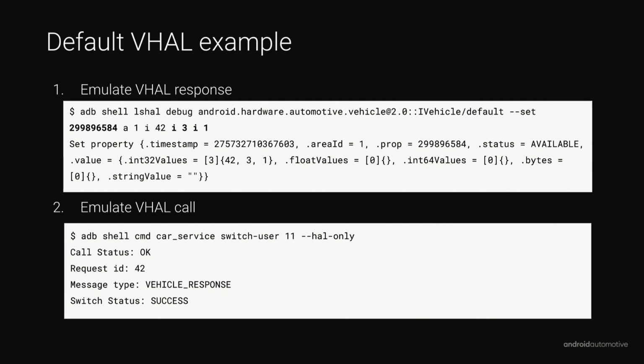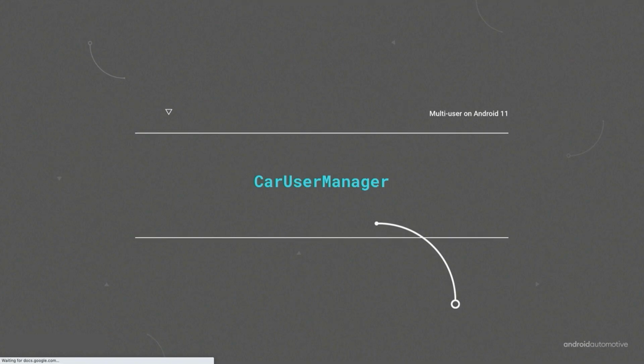We also added some commands on car service where you can explicitly call the HAL without doing anything else. So I can call adb shell cmd car_service switch-user 11 --hal-only. The --hal-only means we're going to be calling the HAL and printing the response, but we're not going to switch the user. So the user would still remain at 10 or 12, whatever it is. If you don't pass --hal-only, we will do a full user switch. So that would be useful to test that behavior as well. So that's it for user HAL.